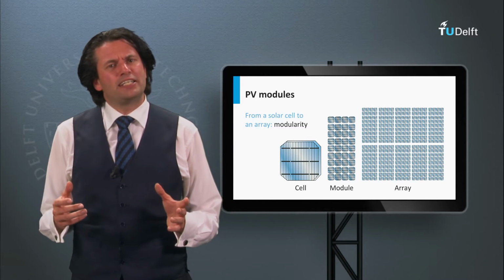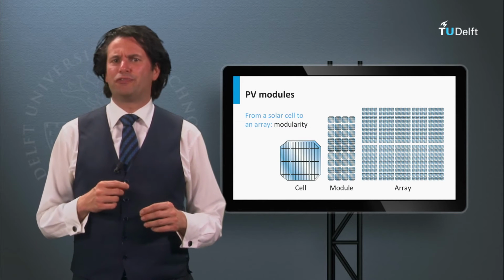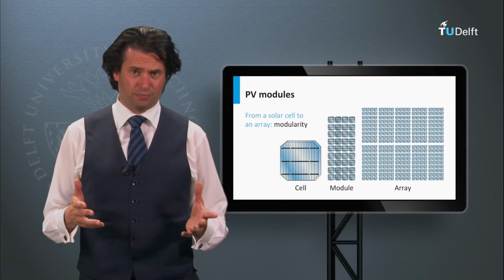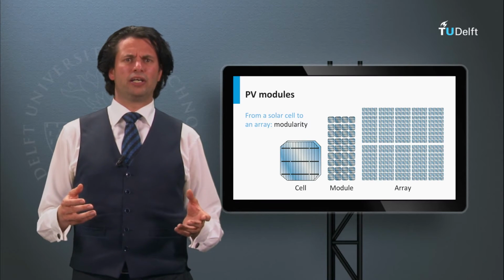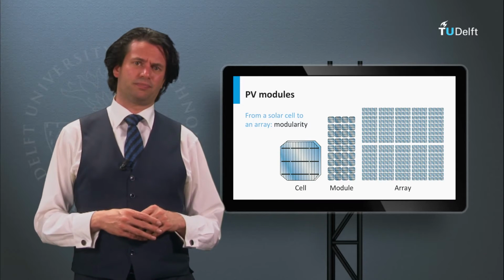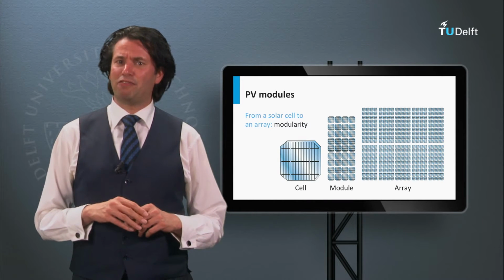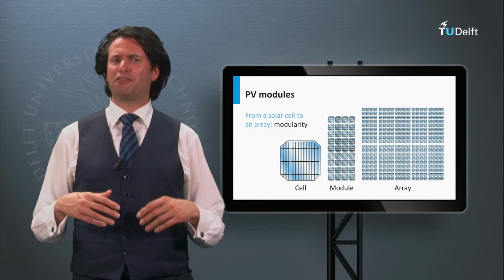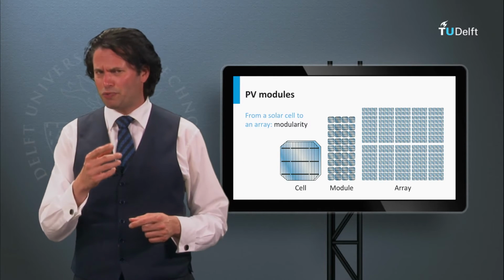A wafer-based device is usually referred to as a solar cell. A solar module is a large device in which many solar cells are connected. If you look at the level of a PV system, we can have several modules connected, and this is what we call an array.